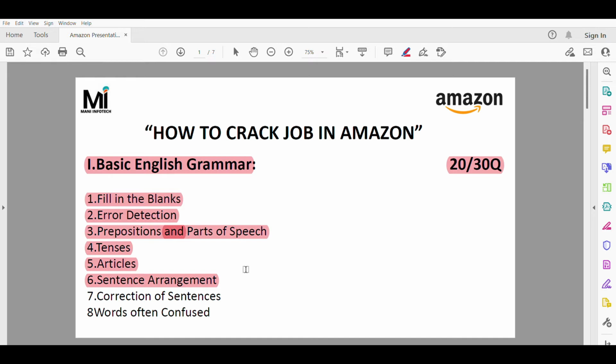Next, correction of sentences is also the same. A sentence will be provided as a question, and there will be four options. We have to find in which option the correct sentence is used.